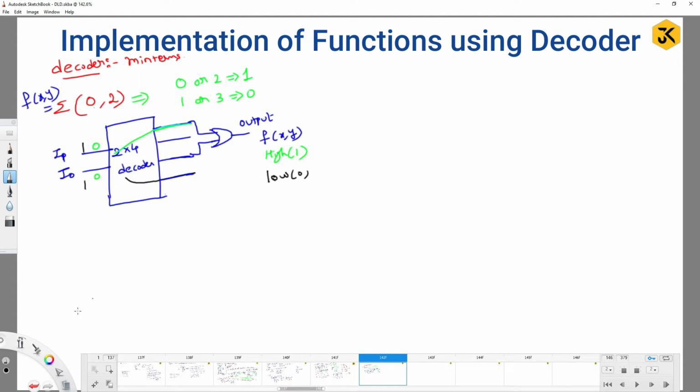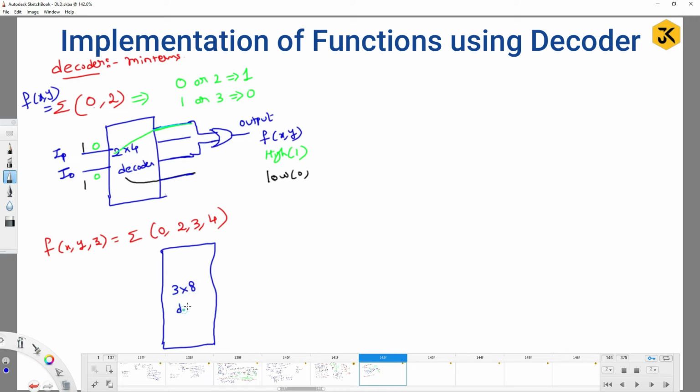Similarly, can you draw the circuit for, for example, f of x comma y comma z equal to the sum of the minterms 0, 2, 3, 4? Can you draw it by yourself? Yes, you can draw. What kind of decoder is required here? Is a 2 by 4 decoder sufficient? No. So we'll go with the next level, that is a 3 by 8 decoder.